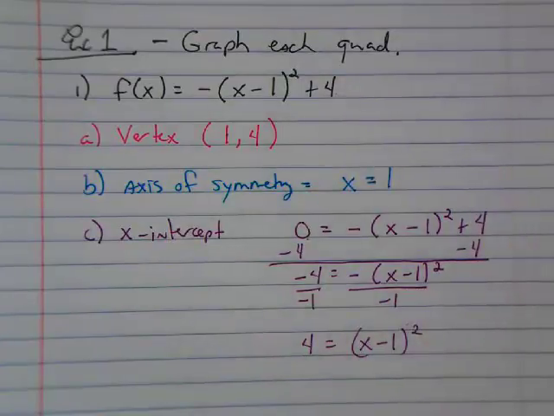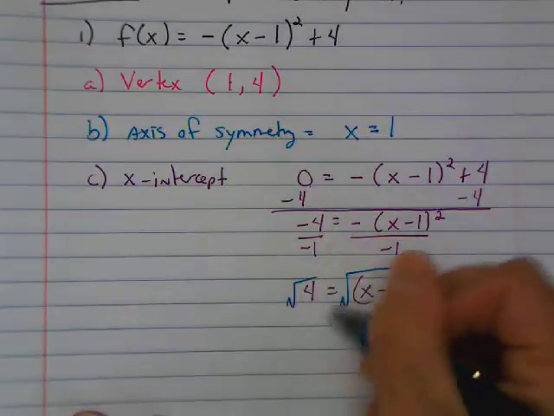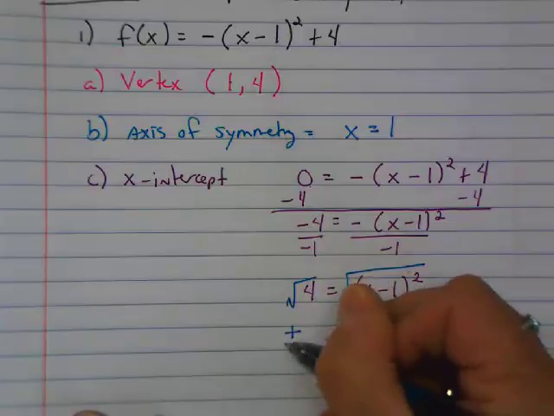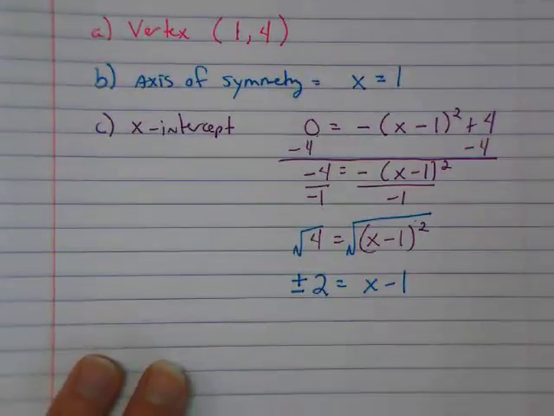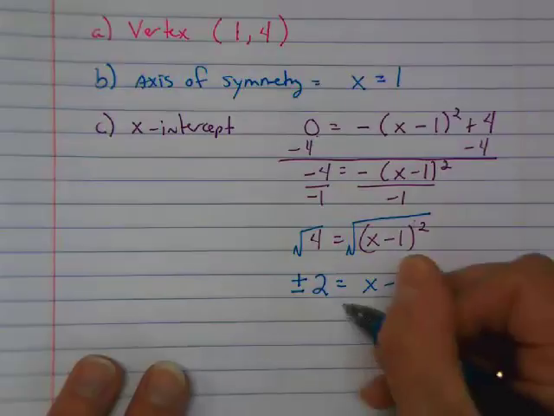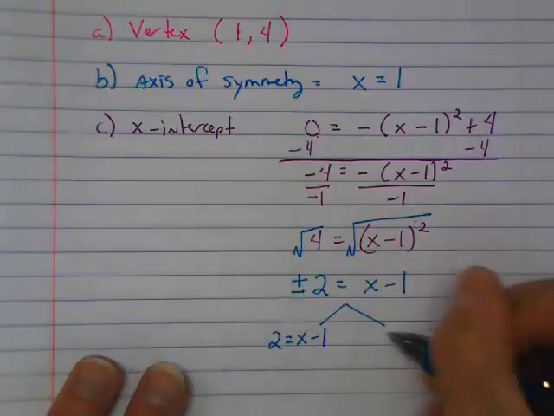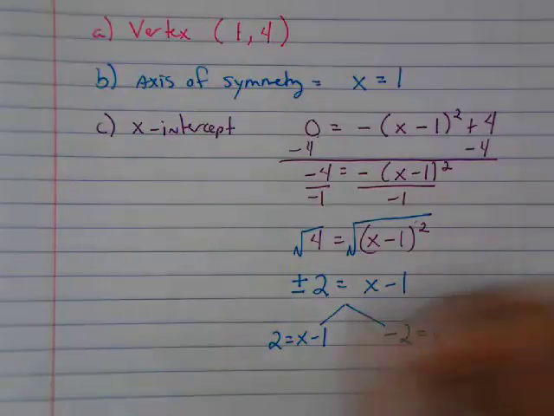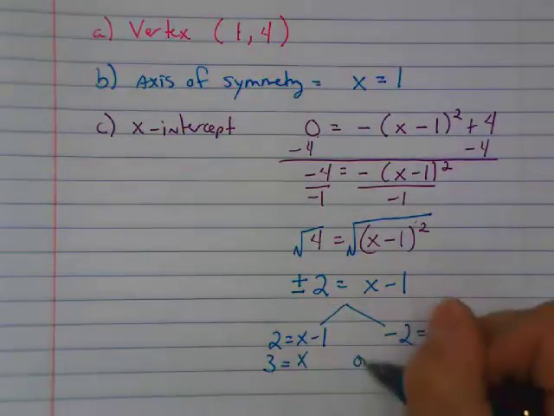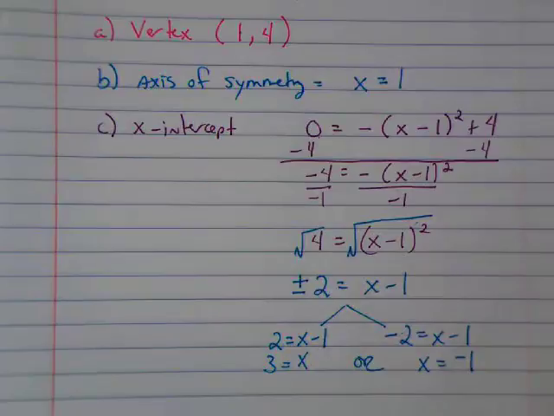Now how do you get rid of a squared? Take a square root, and here's where some people make mistakes. The square root of 4 is positive or negative 2, is equal to x minus 1. And now I'm going to go ahead and separate it into 2. So I have positive 2 is equal to x minus 1, or I have negative 2 is equal to x minus 1. And now I'm going to go ahead and solve both of these. So x is equal to 3, or x is equal to negative 1. Alright, so far so good.